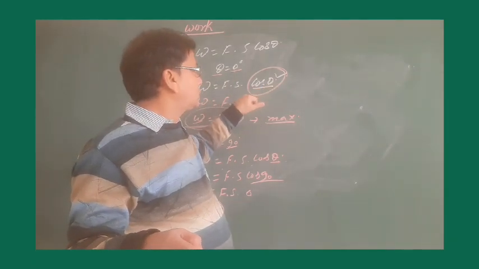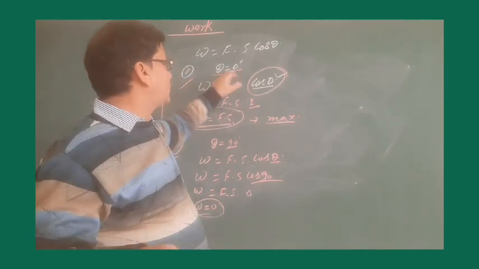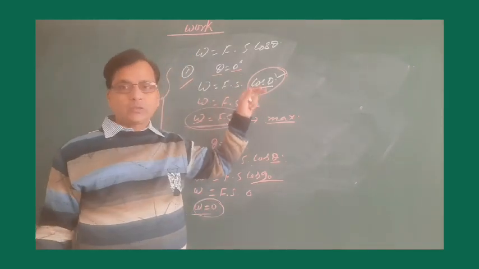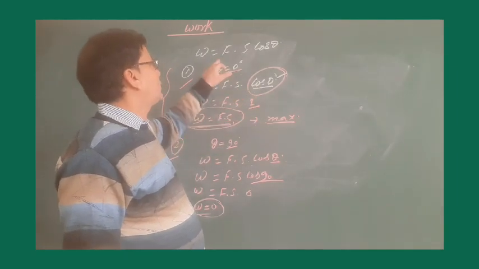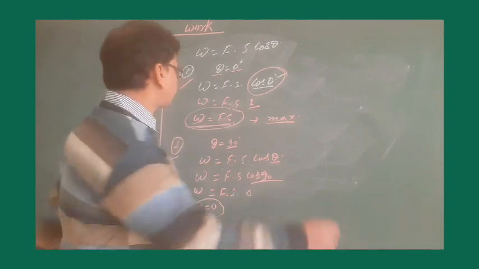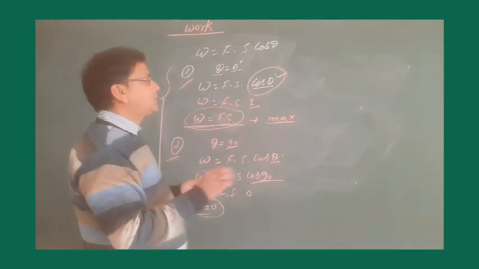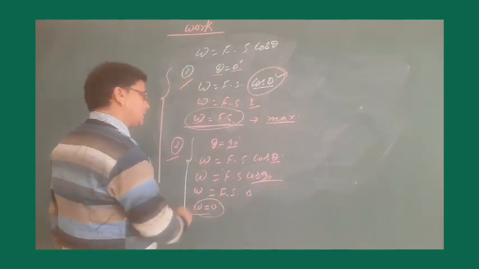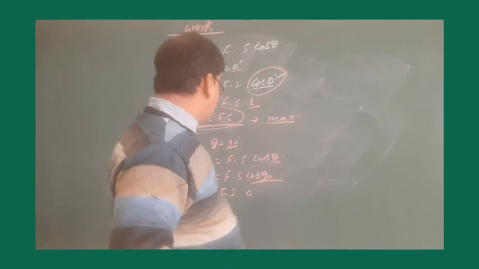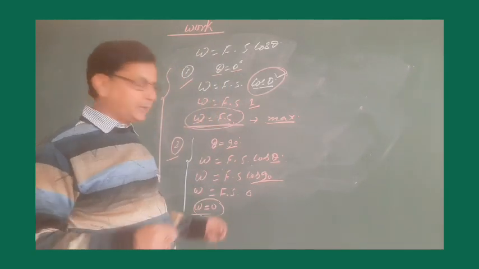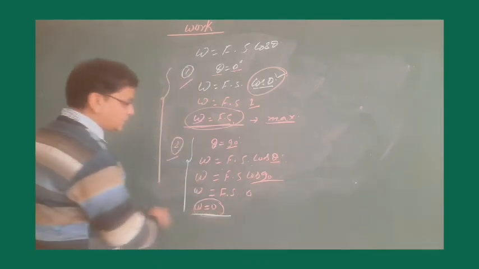So clear, cos theta. There are two special cases. First is theta equal to 0, then the value of cos 0 equal to 1, and put the value of cos 0 in the formula F into S cos theta, then W equal to F into S. In this case, the work done is maximum. Now second case, theta equal to 90 degree, then cos 90 equal to 0, and put the value of cos 90, then W equal to F into S into 0. In this case, work done is 0.